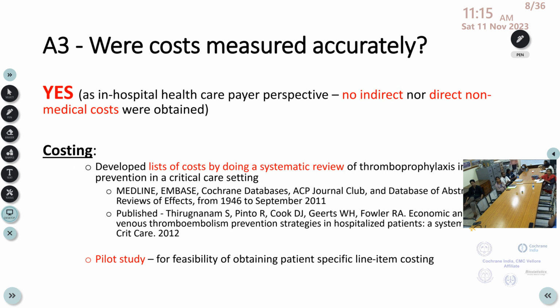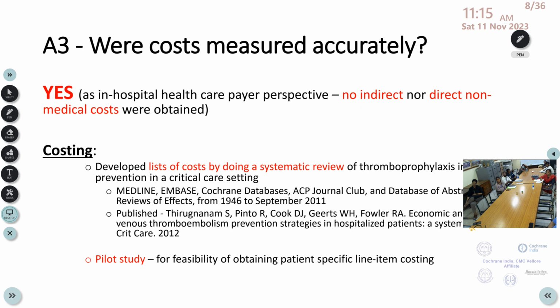So I'd like to mention that the study again was an in-hospital healthcare payer perspective. So the answer for this question is yes. There are three dimensions of this question, but this study only looks at direct hospital healthcare costs. It does not look at indirect and does not look at direct non-medical. That is because of how the study was designed, but the costs were measured accurately.